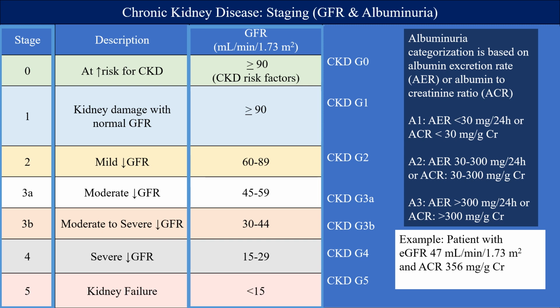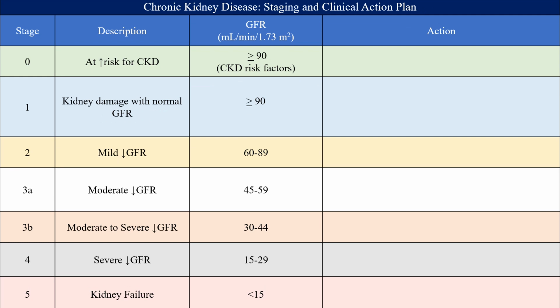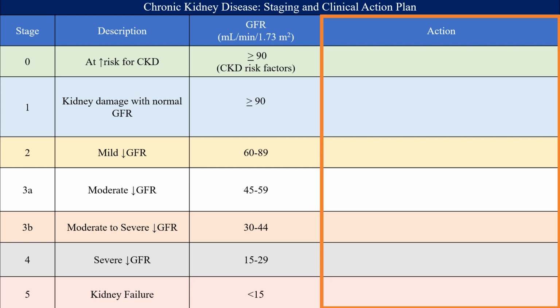Example: a patient with an estimated GFR or eGFR of 47 and an ACR of 356 milligrams of albumin per gram of creatinine may be denoted as having CKD stage G3A, A3. One of the key reasons for staging CKD is to provide guidance for clinical management.